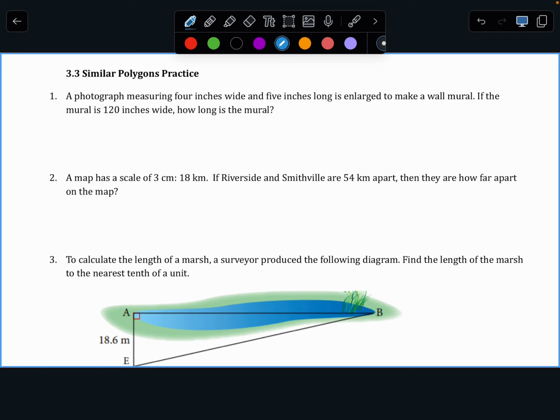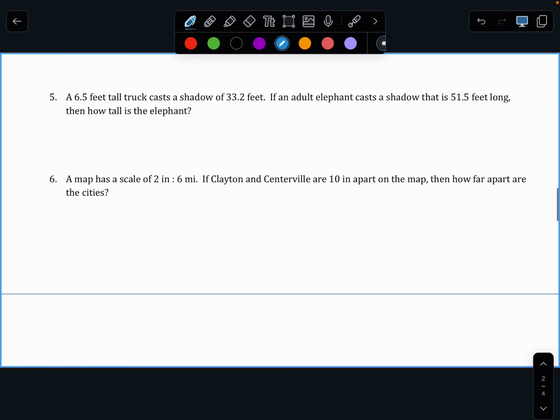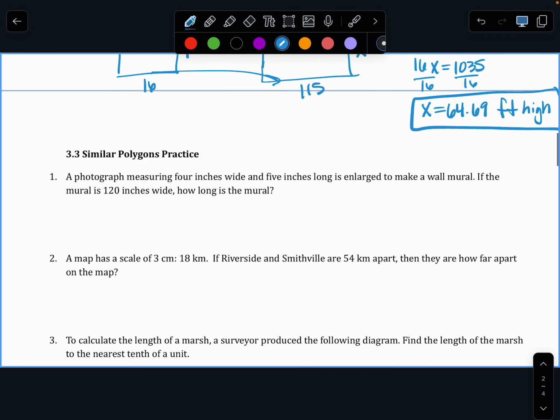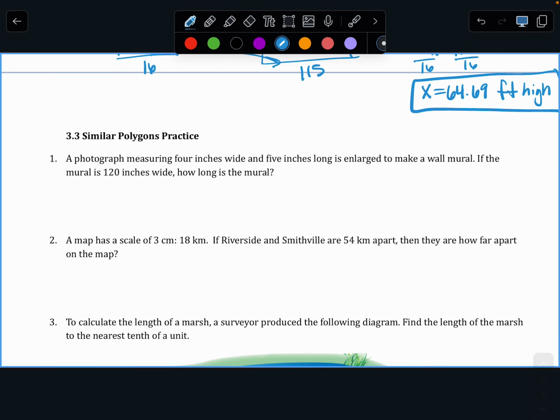All right, on the back of that page is 6 problems for you to practice. Draw the picture. Make sure that you label them correctly, and then you're cross multiplying. You should be able to get a 2 on this test without even trying. So please make sure that you're taking the time right now to do that.